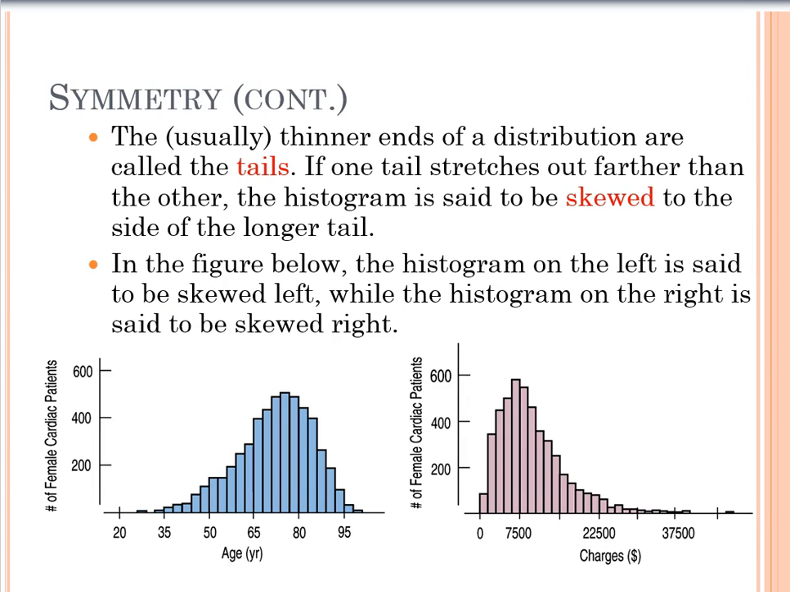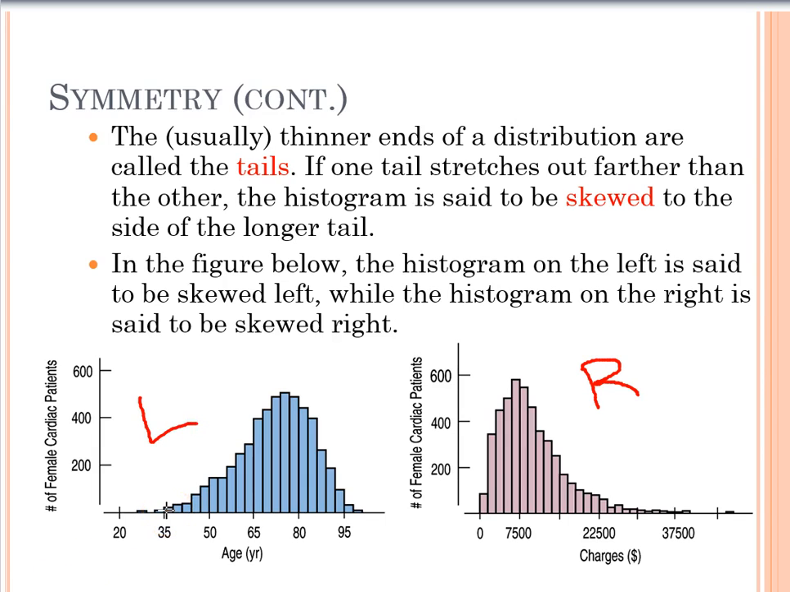Things that aren't symmetric are what we call skewed distributions, and they have a tail. They have a tail either to the left, where the data is sort of reaching down, or a tail to the right. So this picture here on the right is skewed to the right, and this picture on the left is skewed to the left.